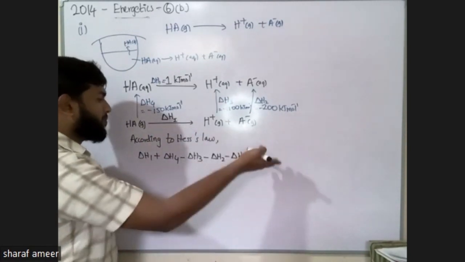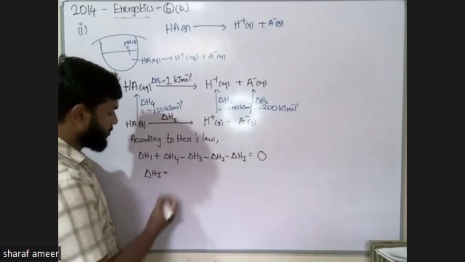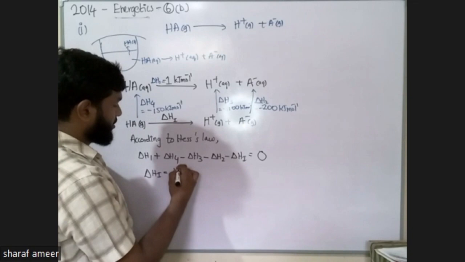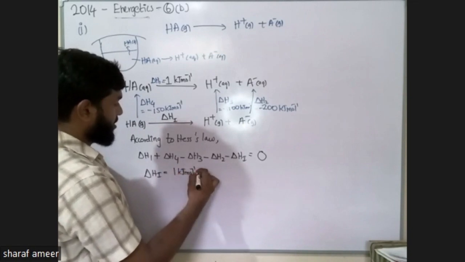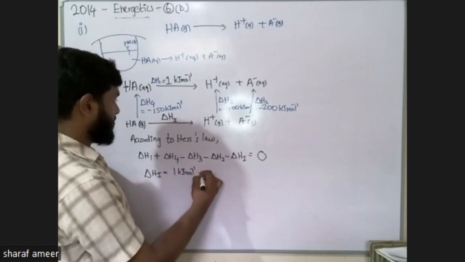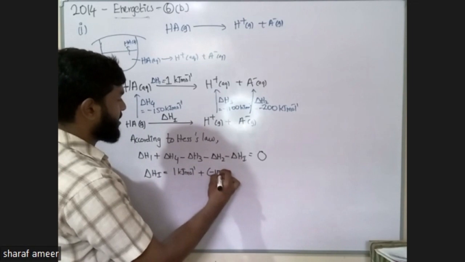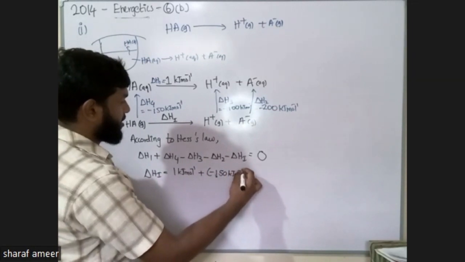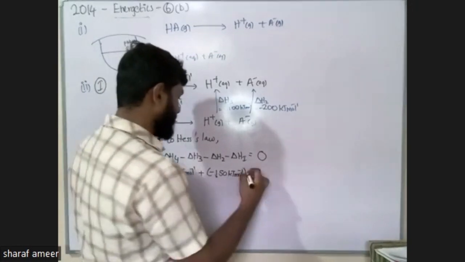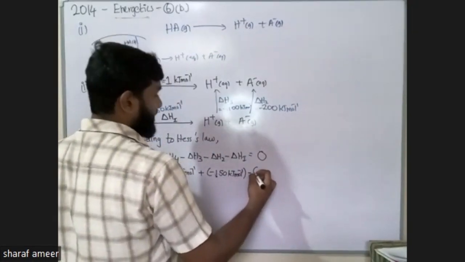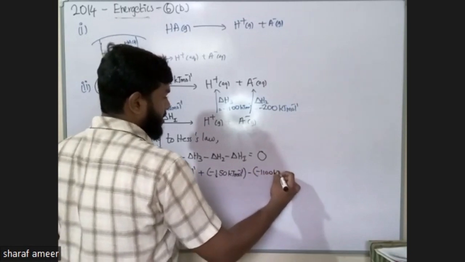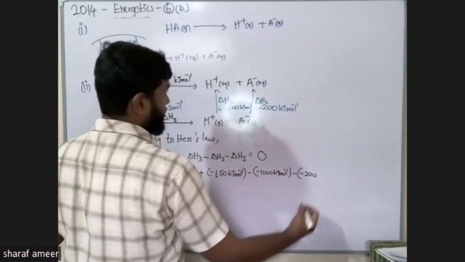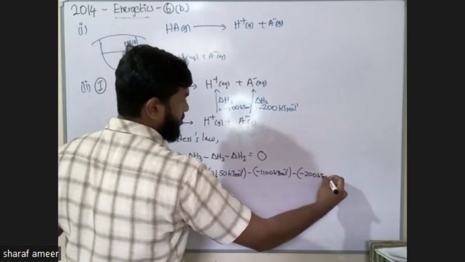So you can bring this delta H1 to the opposite side. So delta H Roman number 1 is equal to, so what is delta H1? 1 kilojoule mole minus 1 plus bracket minus 150 kilojoule mole minus 1 minus bracket delta H3 minus 1100 kilojoule mole minus 1 minus bracket minus 200 kilojoule mole minus 1.